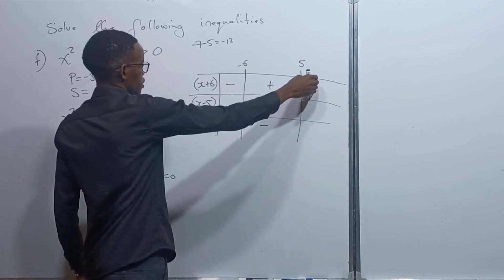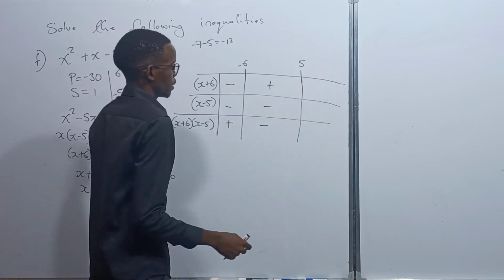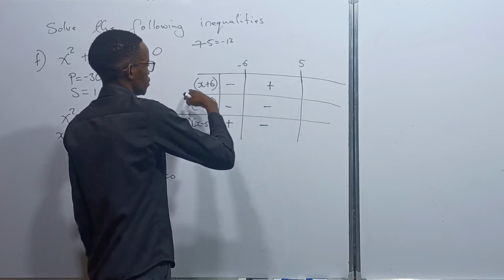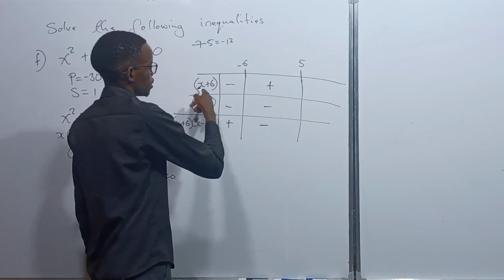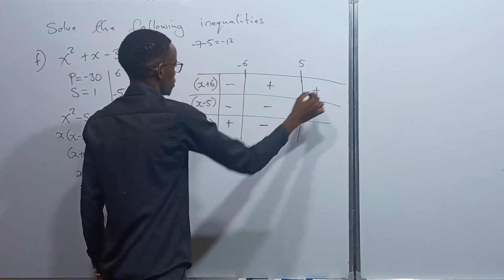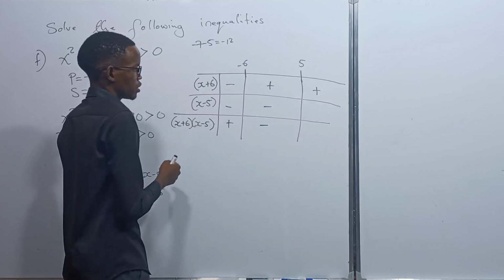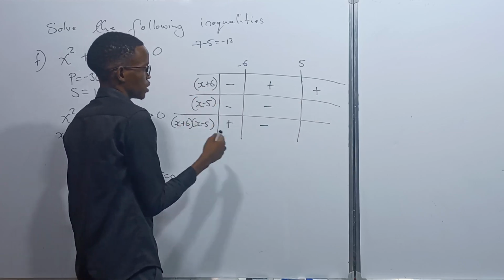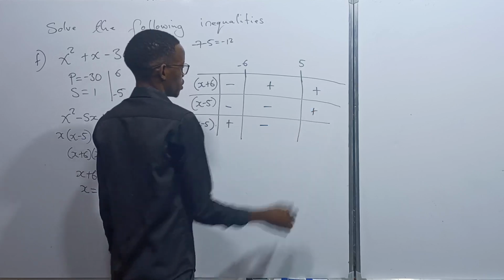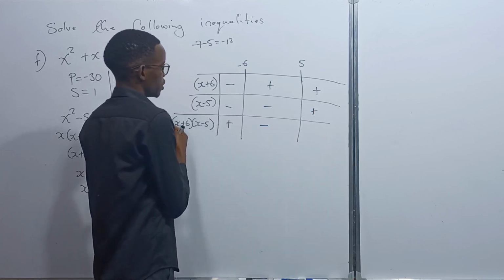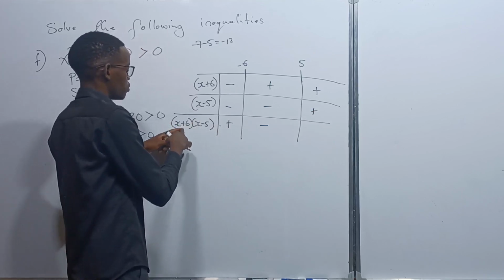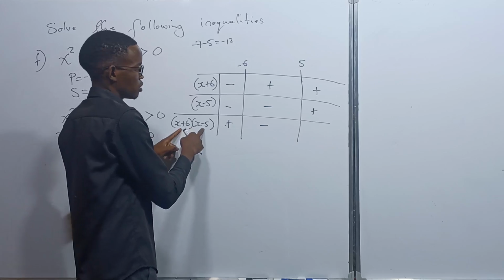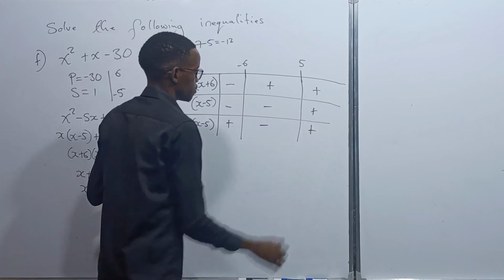So let us test numbers greater than 5. Let's say we take 6. Where there's x, we put 6, and in x plus 6 we get 12, which is a positive number. In x minus 5, 6 minus 5 gives 1, which is a positive number. So the product, positive times positive, gives us a positive.